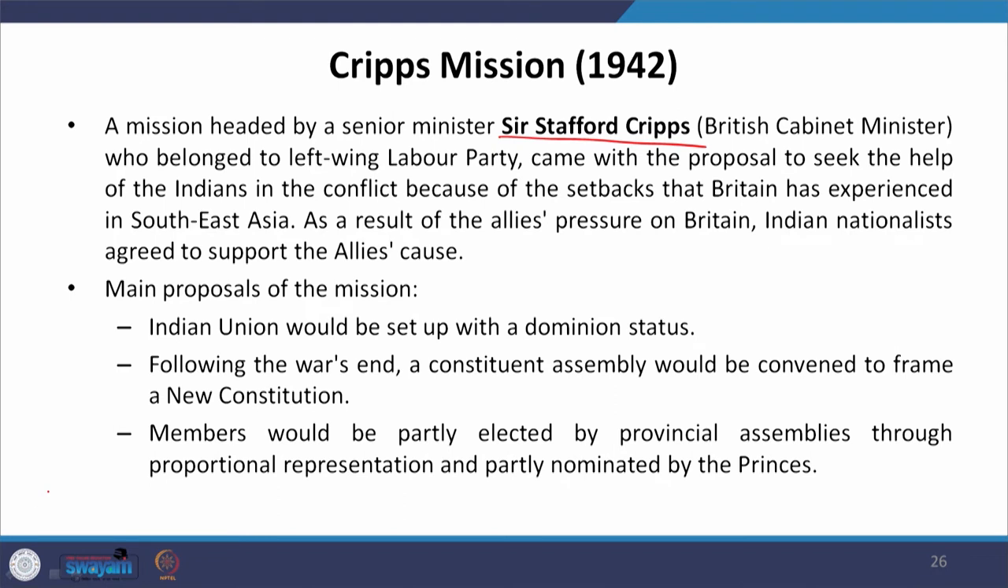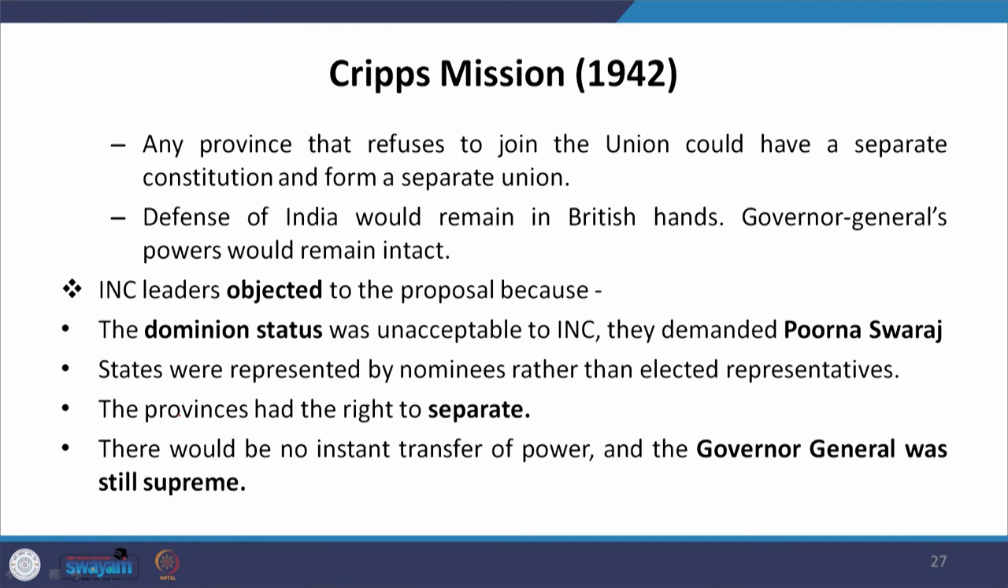The main proposals of the Cripps Mission included that an Indian Union would be set up with dominion status, and following the war's end, a constituent assembly be convened to frame India's new constitution as a free state, with members partly elected through provincial assemblies through proportional representation and partly nominated by the princes. Further, any province that refuses to join the union could have a separate constitution and form its separate union. Defense of India would remain in the hands of the British, and the Governor General's power would remain intact. So, the Cripps Mission actually wanted to hold on to some power and agency in India while declaring it independent.